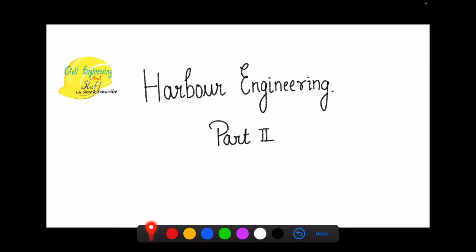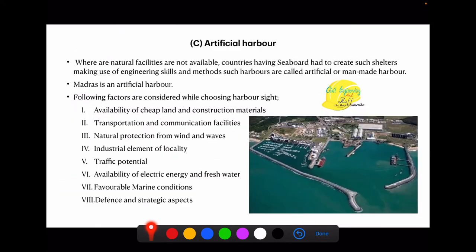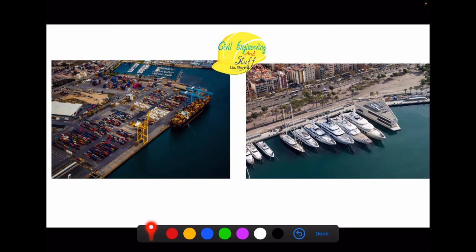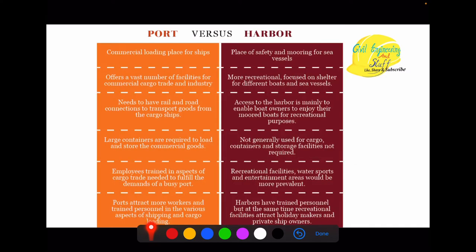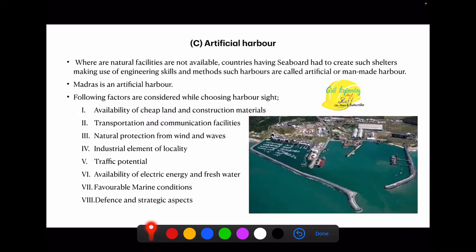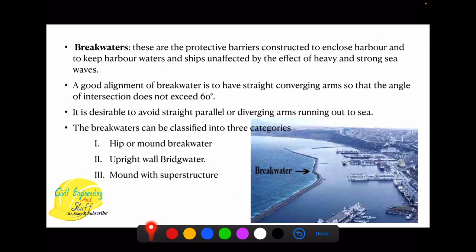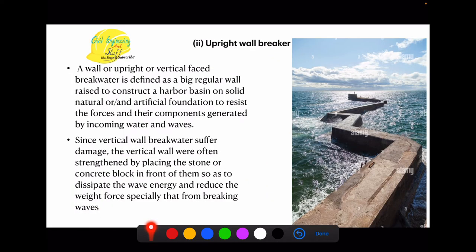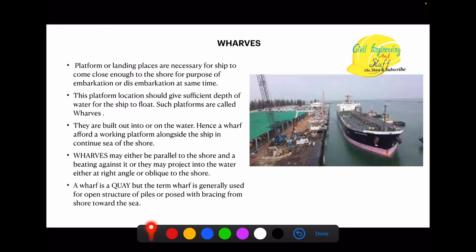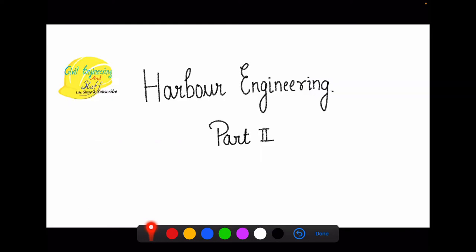In part 1 we discussed the various technical definitions related to harbour engineering. We discussed the basic difference between a port and a harbour, then the different types of harbour, that is natural, semi-natural and artificial, and their characteristics. We discussed the various structures of harbour, that is breakwaters, heap, and their types, and after that structures like walls, quay, jetties and fenders. All of these were discussed in part 1.